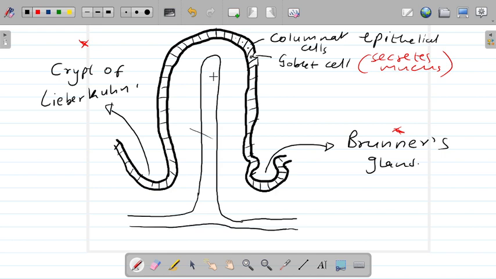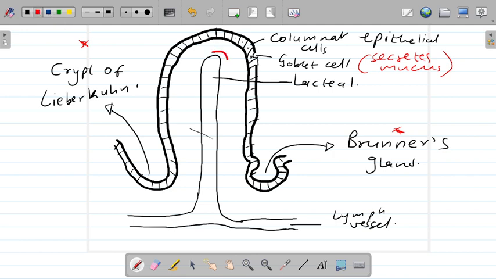So this part over here, the central part of it, called the lacteal, will form what we call the lymph vessel. This is the villi, inside the villi. And so if you cut the villi longitudinally, that's how the villi would somewhat look.